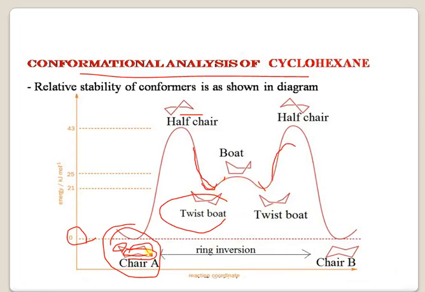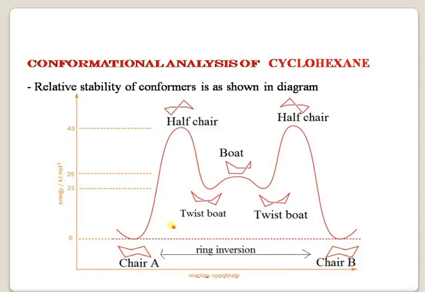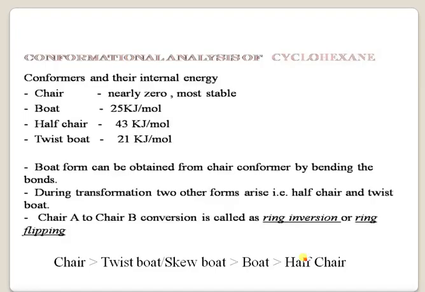When this ring A flips to ring B by converting through this half chair, these are the intermediates of this conversion of one ring to another ring, means chair A is converted into chair B. In chair A, carbon number 1 is above the plane, so in chair B, carbon number 1 is below the plane. When we change the ring from A to B, it is called ring inversion, and the axial bonds become equatorial and equatorial bonds become axial when the ring flips.